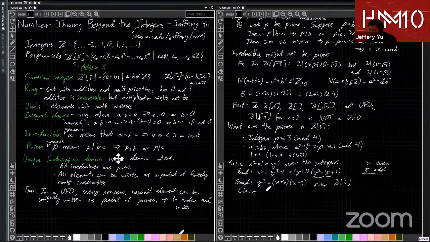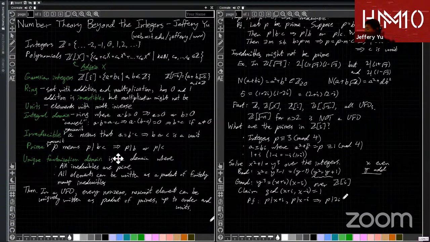Claim: GCD of x plus i and x minus i is 1. Technically it can be any unit, but we just say 1 to represent some unit. For the proof, let's say there's some prime dividing both of them, since the only way it's not 1 is if a prime divides both. Then that prime divides their difference, and so p divides 2i.